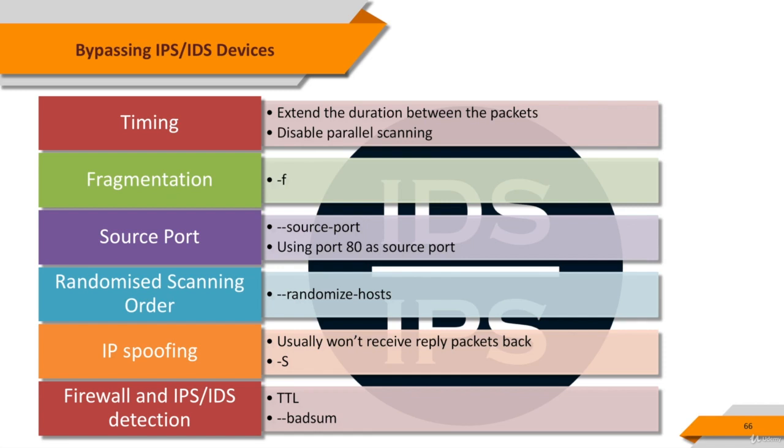The bad sum option asks Nmap to use an invalid TCP or UDP checksum for packets sent to target hosts. Since virtually all host IP stacks properly drop these packets, any responses received are likely coming from a firewall or IDS that didn't bother to verify the checksum.